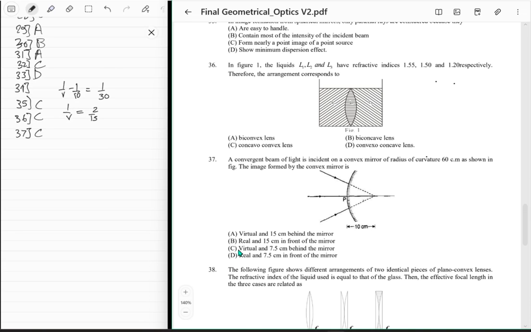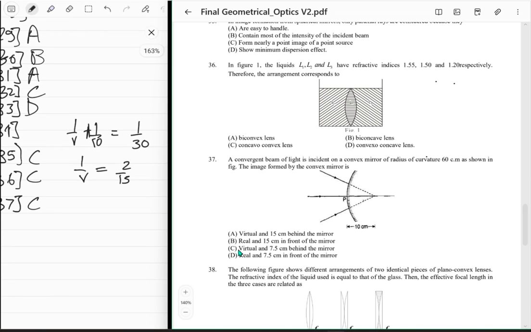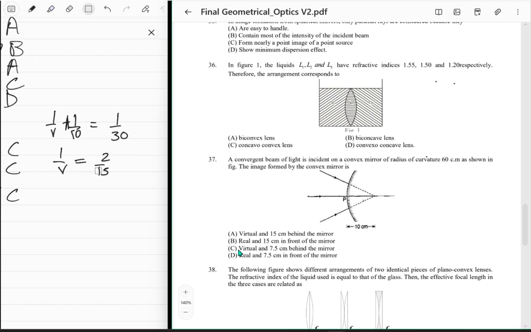Wait, no, I messed up. It should be plus. What am I doing? It's the mirror formula, not the lens formula. 1 upon V is equal to negative 1 upon 10 plus 1 upon 30, which is negative 3 upon 30 plus 1 upon 30, which is negative 2 upon 30, like negative 1 upon 15. So it should be 15 centimeter in front of the mirror.